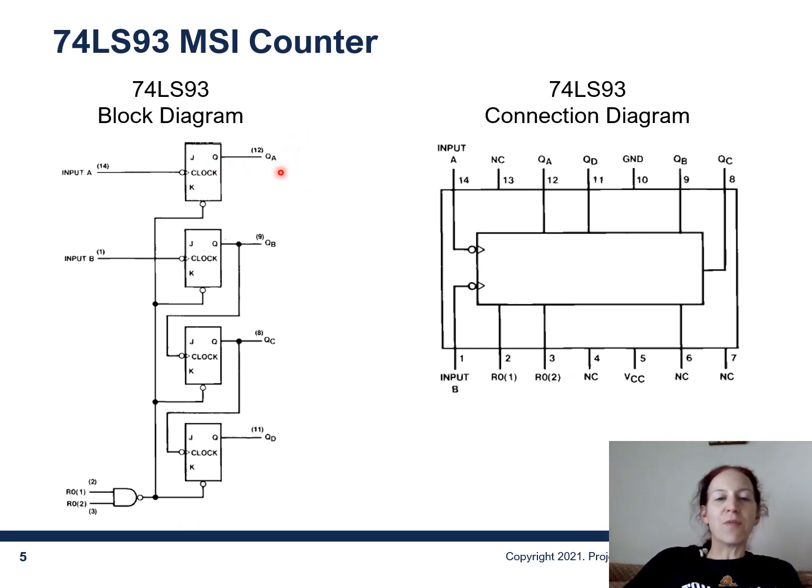Now, remember, if you wanted to cascade them, you would have to take QA and wire it into the clock, which would be input B. So you would have to physically take this wire for QA and put it into input B, which is over here. So you'd have to take a wire and wire that up on your actual chip. Okay, make sure you do that.